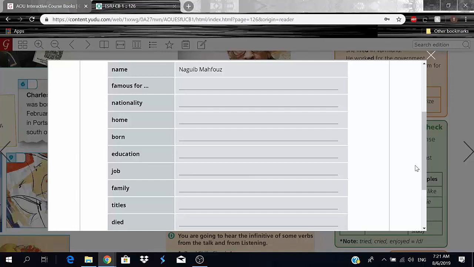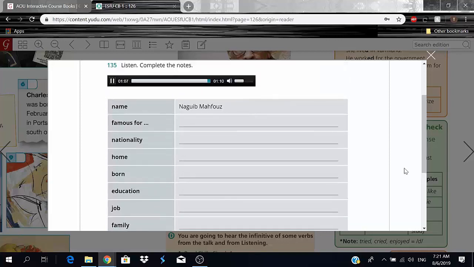Then he started work for the government. He married in 1954. He had 2 daughters. He wrote novels and short stories. He wrote about life in Egypt. I think his best book was The Children of Gabalawi. I really like that novel. He died in 2006. And that's it.